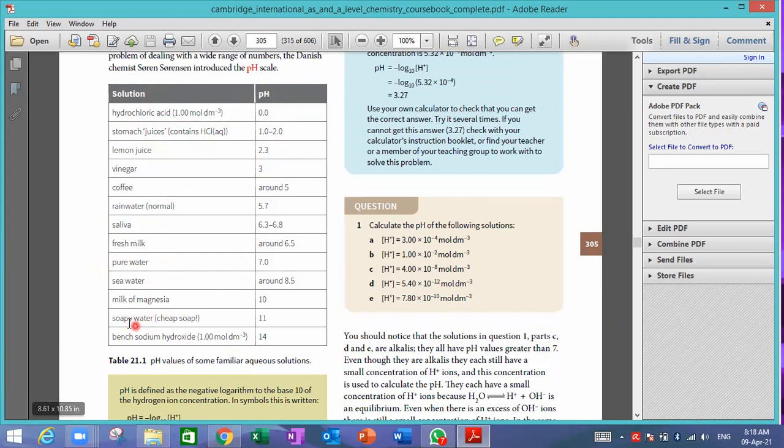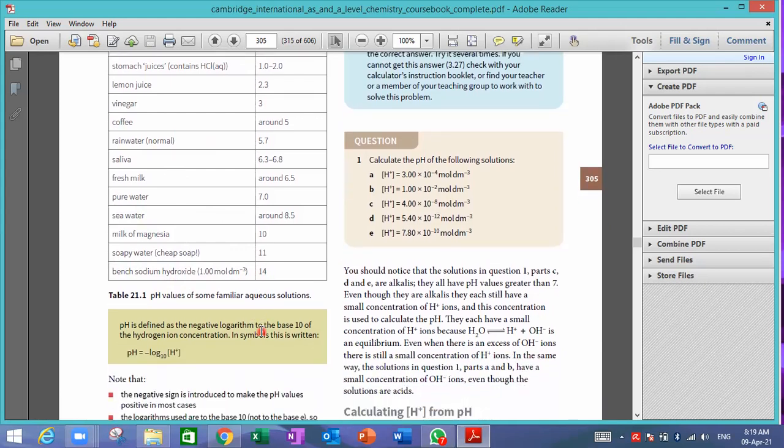If we take soapy water, the soap is 11. Milk of magnesia, which we take whenever we have high acidity in our stomachs, it's 10. The pH of sodium hydroxide, 1 mole per decimeter cube, is 14. We will see that strong acids like hydrochloric acid or sulfuric acid or nitric acid, when we prepare them in 1 mole per decimeter cube, their pH ranges between 0 and 1. And sodium hydroxide, which is the strongest base, its pH is 14.